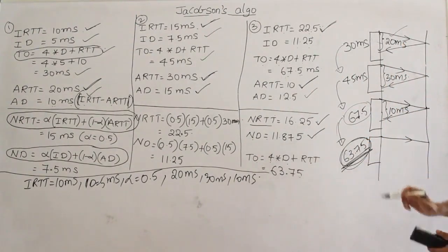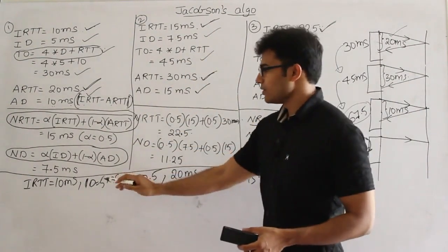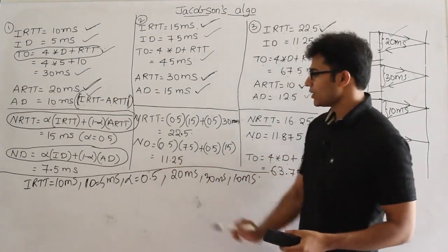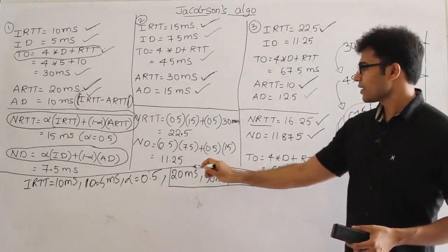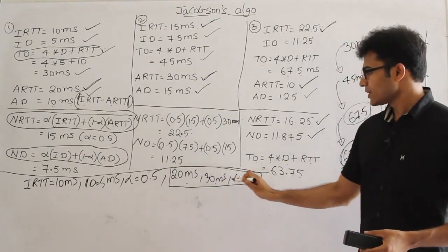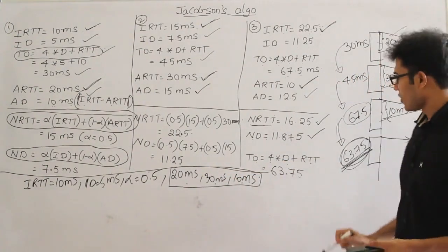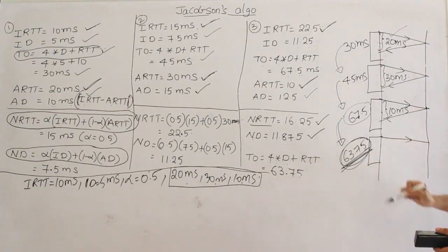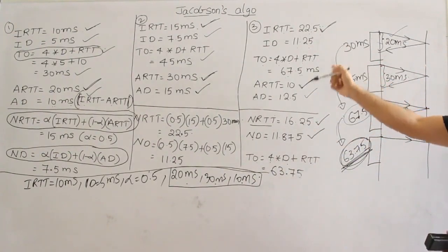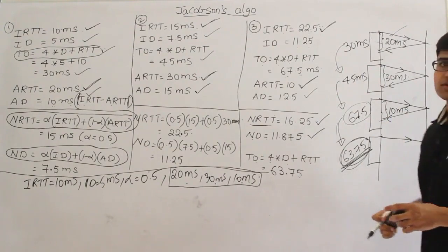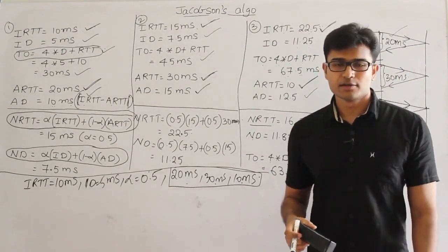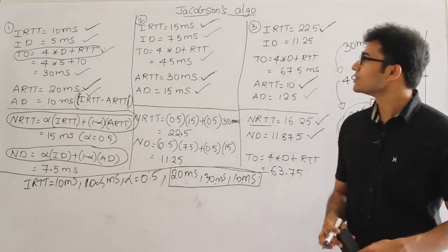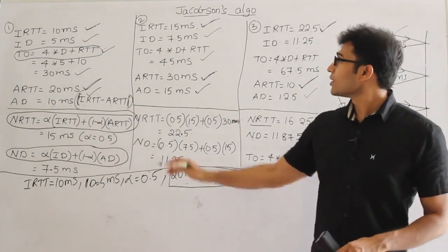So initial round trip time they will give you, initial deviation they will give you, alpha they will give you, and they will say that successive acknowledgements for the next 3 packets arrived in 20 milliseconds, 30 milliseconds and 10 milliseconds. Then what is the timeout for the 4th segment? Then you are supposed to use this method and calculate it. They may tell you whether they are using Jacobson's algorithm or the basic algorithm, but anyway you have to do it this way, right? Fine, this is all about Jacobson's algorithm.